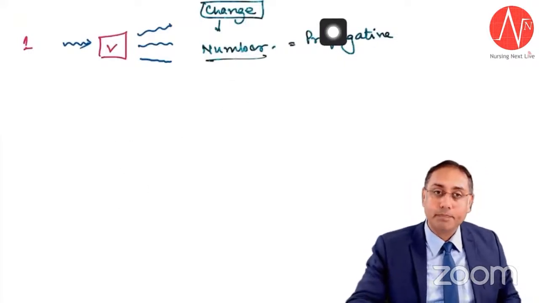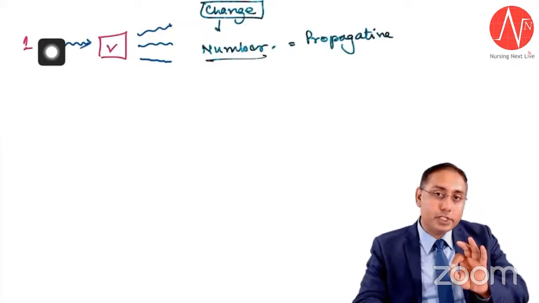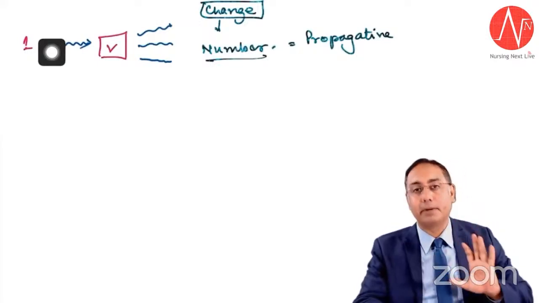What is a propagative transmission? Propagative transmission is when there is one infectious agent entering into the vector and there is change in number.